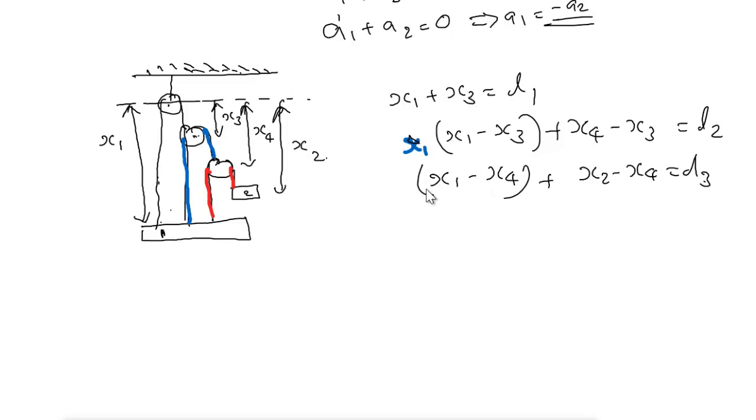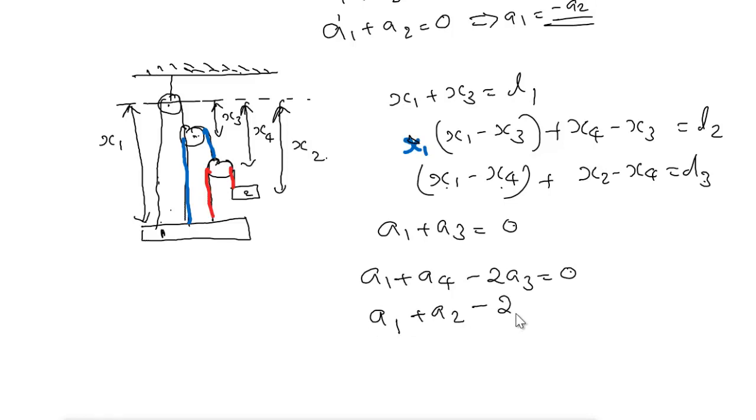Okay, so the acceleration also, how will we find the acceleration? Differentiating twice. The right side will become equal to 0. Therefore, a1 plus a3 will be equal to 0. Next one is a1 plus a4 minus 2a3 equals 0. And here x1 plus x2 minus 2x4. So we will be getting a1 plus a2 minus 2a4 equals 0.